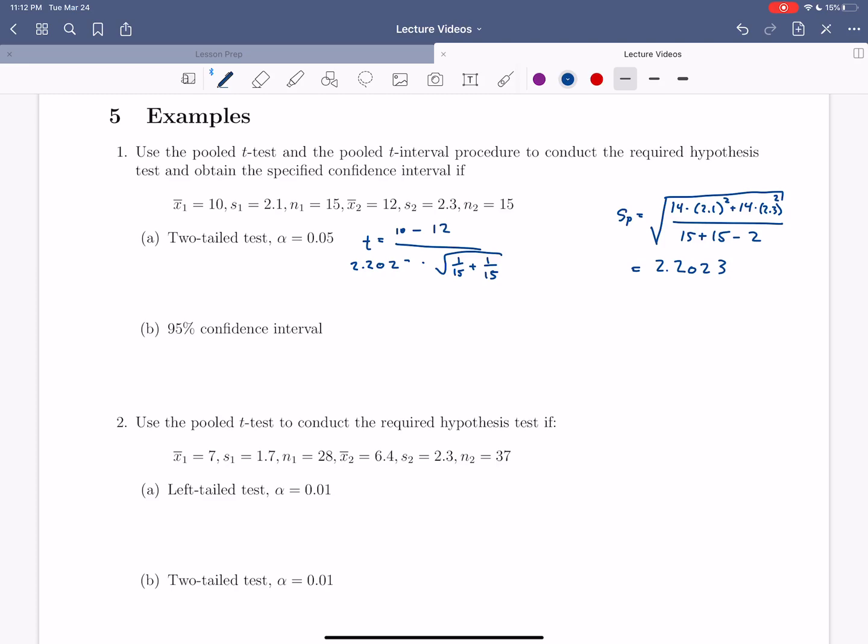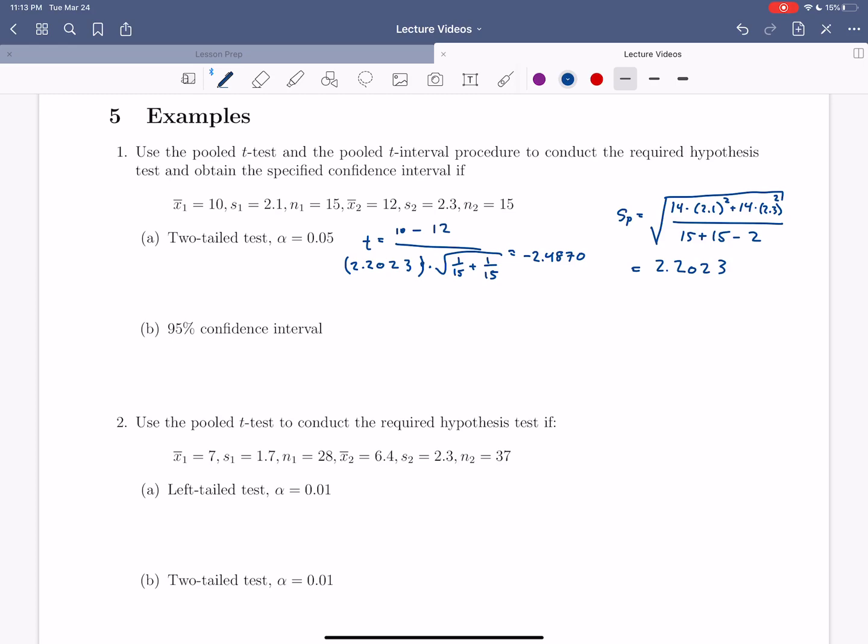So that goes here, 2.2023 times the square root of what turns out to be 2 over 15. And it turns out that that's going to give us, so our test statistic is going to be negative 2.4870. Okay, so that's what we get.